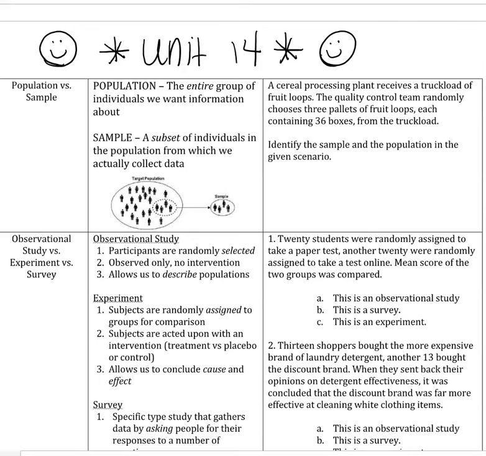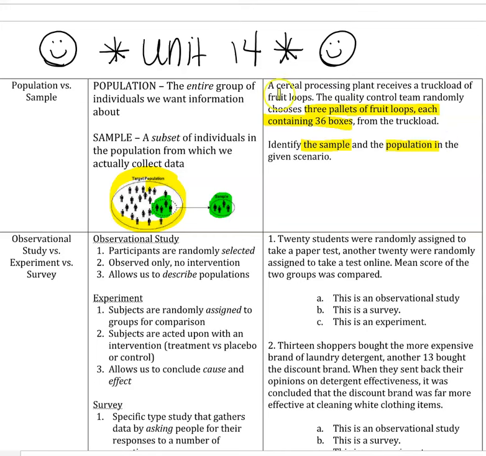First of all, population versus sample. Make sure you understand that the population is your entire set that you're trying to get information about. The sample is who you take from the population with random sampling to then help you make inferences about the population. So a cereal processing plant receives a truckload of Fruit Loops. Fun. The quality control team randomly chooses 3 pallets of Fruit Loops, each containing 36 boxes from the truckload. Identify the sample and the population in our given scenario.